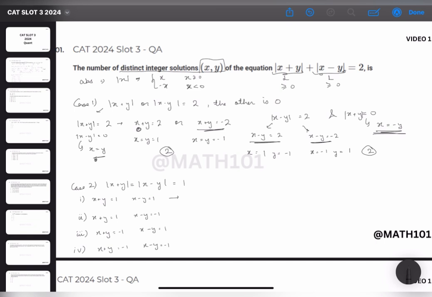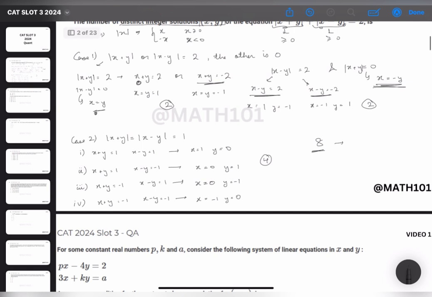This will give us the solution x equals 1, y equals 0. This gives the solution x equals 0, y equals 1. This gives x equals 0, y equals minus 1. And this gives x equals minus 1, y equals 0. So 4 solutions from here. So in total we have 8 solutions. This is our answer.